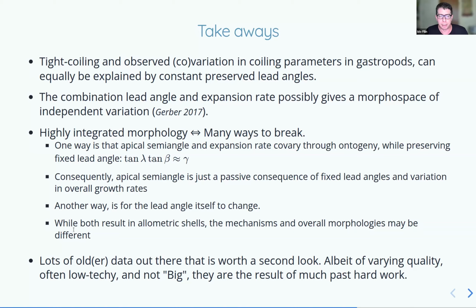Now, in both cases, for example, if growth changes ontogenetically within an individual, so both expansion rate and apical angle would change within an individual.